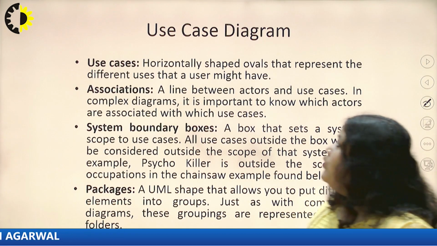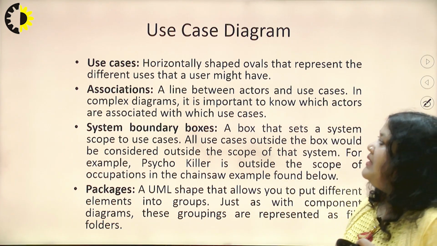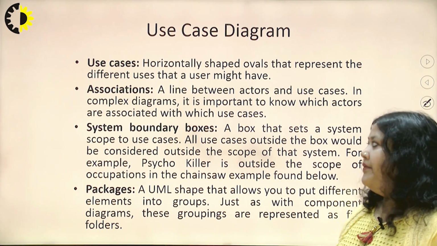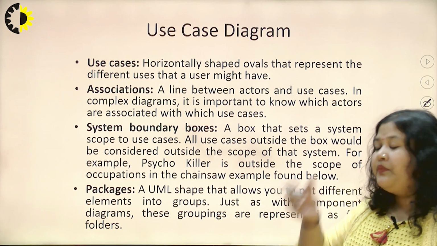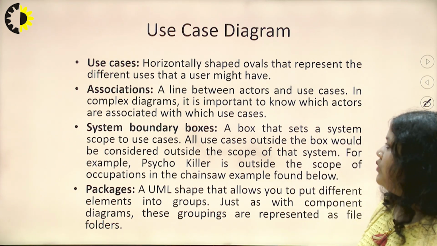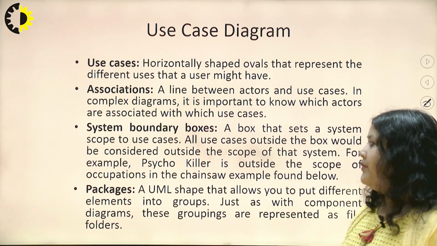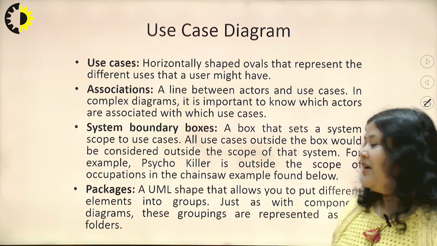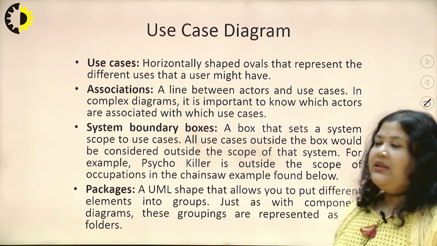Next are the use cases. Use cases are the horizontally shaped ovals that represent the different things the user might do. Associations means the connections between the users and the system. System boundary defines the scope of the system. Packages means the shape that allows you to group different elements of that particular system. So these are the use case elements.